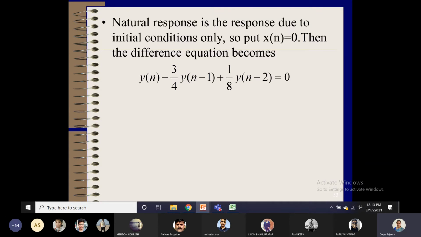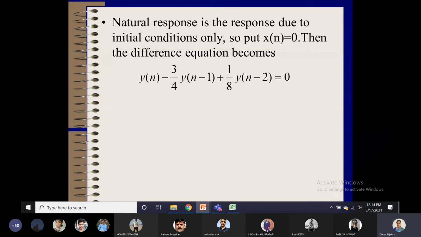Okay, I hope everyone gave the attendance. Now let us come back to our question where we need to find out the natural response. So we had already put the initial condition, we have put the input as 0 to obtain the natural response, x of n as 0 in the equation. We obtained it on the right hand side as 0 because the right hand side was containing the input.